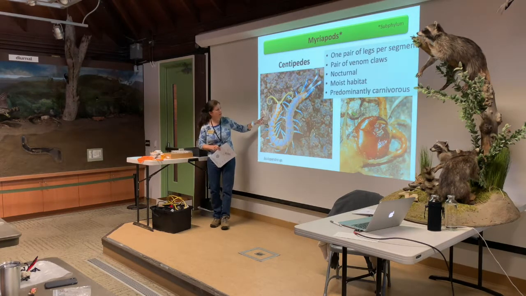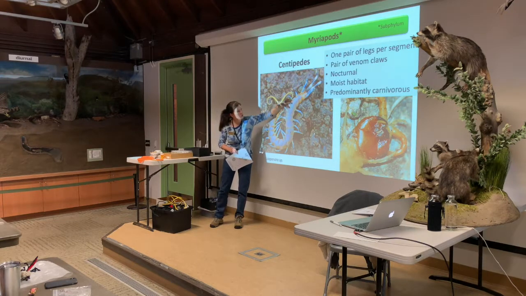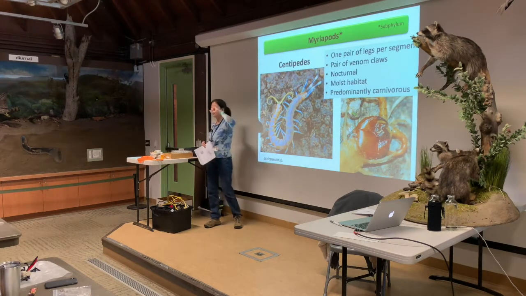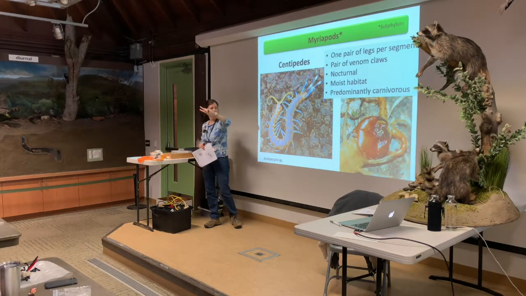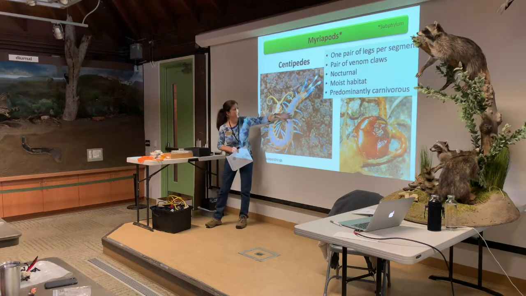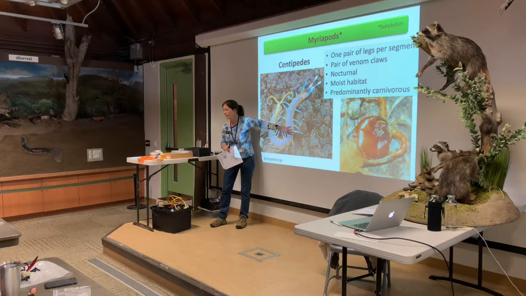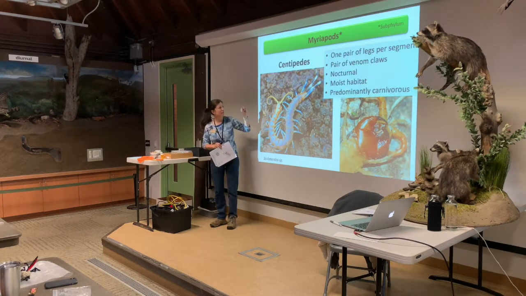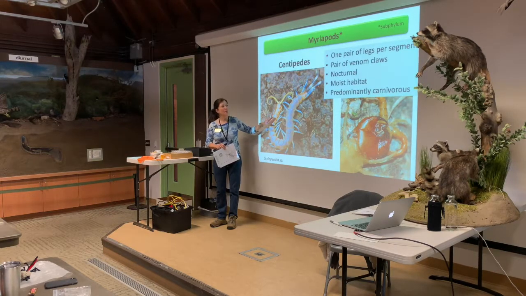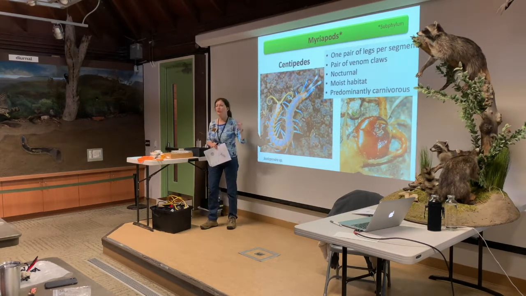They have 1 pair of legs per segment, and the millipedes have how many? 2. So that's a distinguishing characteristic. And notice that the legs tend to be a little bit further spread apart, instead of just looking like a bunch of little bitty things. They tend to be nocturnal, and they're also predominantly carnivorous.